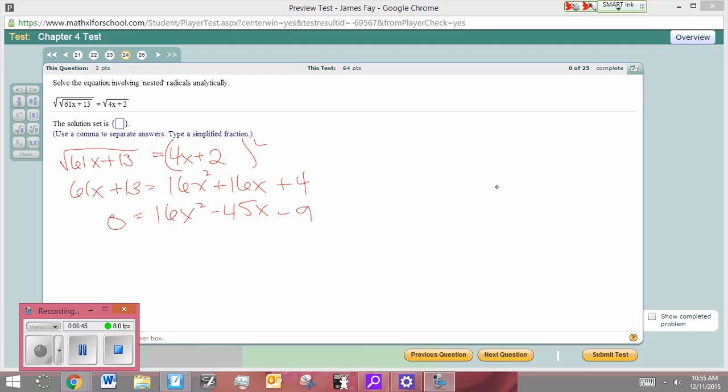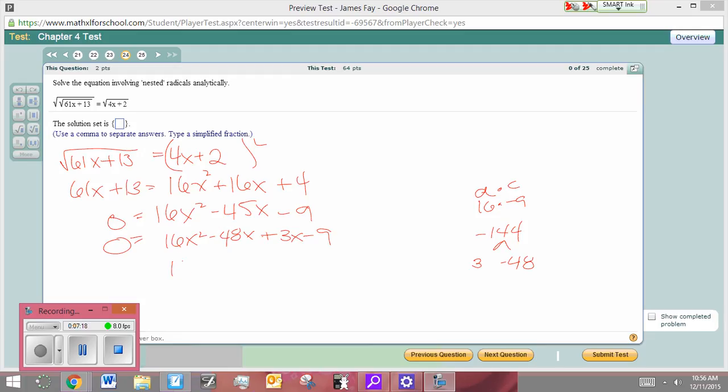Using my A times C method, when I take 16 times negative 9, that gives me negative 144. Now I'm thinking about two numbers that multiply together to give me 144 and add up to negative 45. Those two numbers are 3 and 48, and the 48 has to be negative. So I'm going to have 16x squared minus 48x plus 3x minus 9 equals 0.